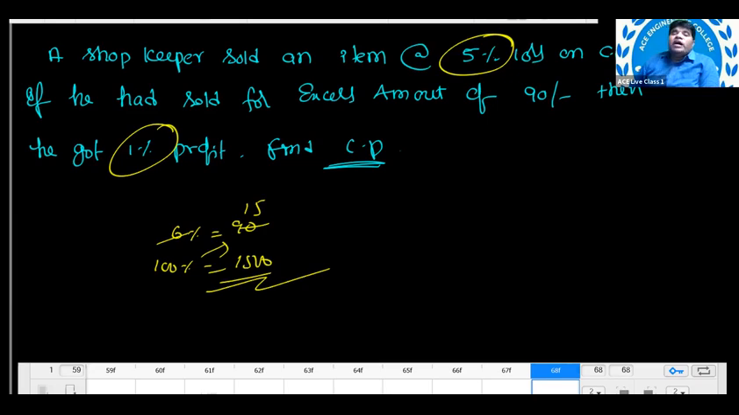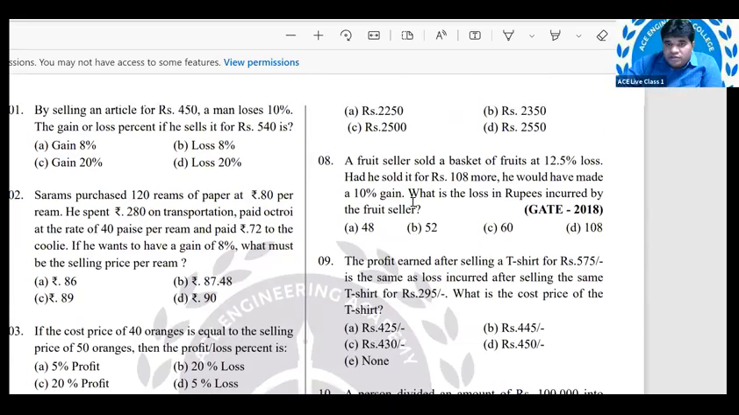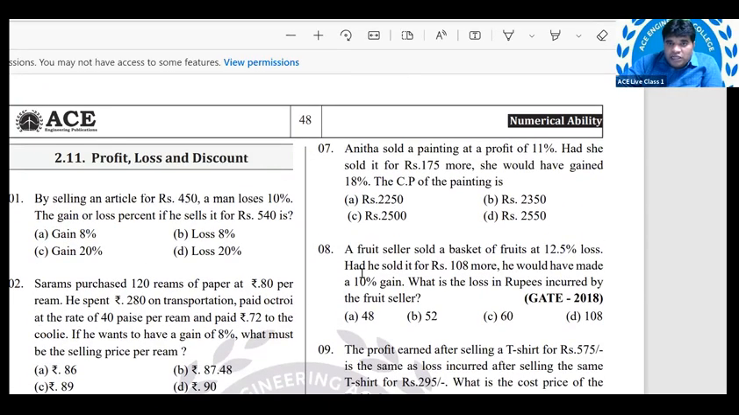Suppose you got a 20% profit. How to calculate in a direct step? 20% profit means directly you calculate how much percentage? 120%. Right. Now you can solve the GATE question. Present model GATE question, 7th question and 8th question.